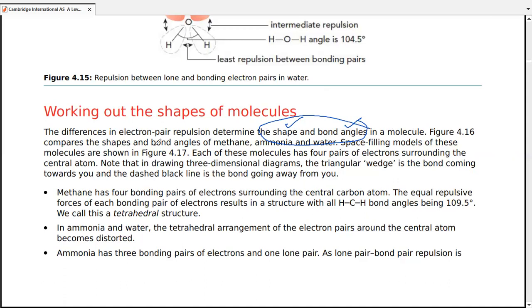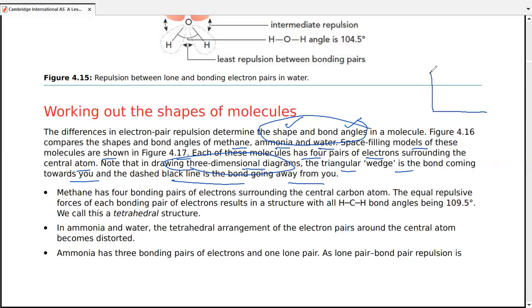Figure 4.16 compares the shape and bond angles of methane, ammonia, and water. Space-filling models of these molecules are also shown in the next figure. Each of these molecules has four pairs of electrons surrounding the central atom. Note that in the three-dimensional drawing, the triangular wedge between the bonds is the bond coming towards you and the dashed line is the bond going away from you. From this, they are going to prove that we are going to discuss the 3D shapes from now on.